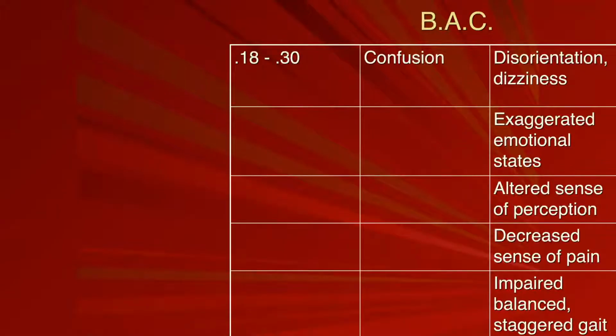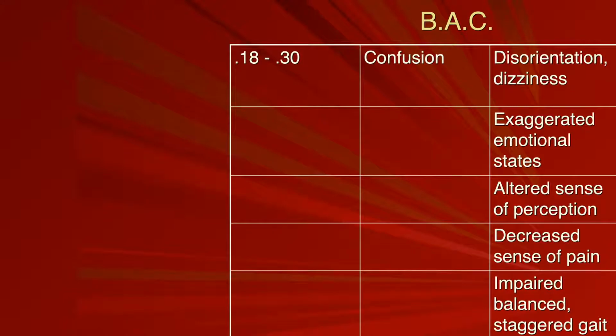At 0.18 to 0.30, now you notice that we're seeing some overlapping of these numbers. And you say, well, why are the numbers overlapping? Well, some people's behavior will be a lot worse at lower levels. They could be underweight, they could be female, they could have some chemical imbalances. When they introduce alcohol, the effects will be multiplied. So there has to be kind of a blending of some of these numbers. Dizziness, disorientation, exaggerated emotional states, altered sense of perception, decreased sense of pain. Okay, definitely you don't want to be at that level.